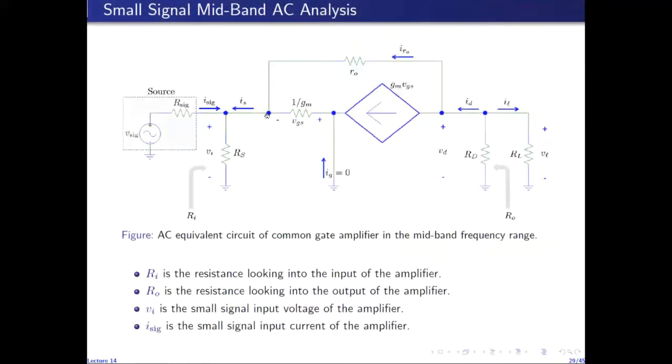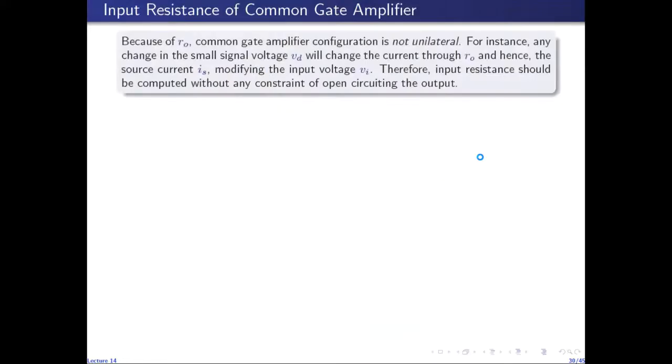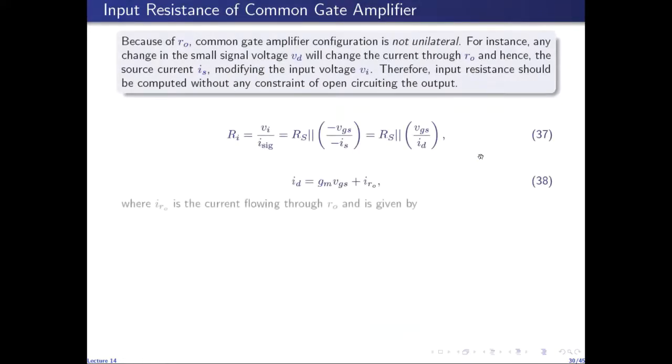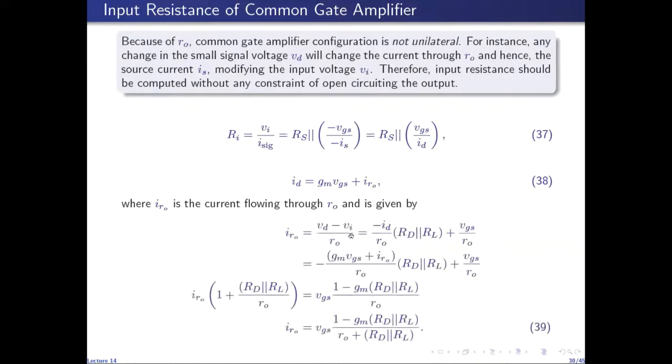So the voltage across R naught is VD minus VI. Voltage at this node with respect to ground is VI. Voltage at this node with respect to ground is VD. So the voltage difference between this node and this node, VD minus VI, over R naught will give us IR naught. VD is minus ID times RD in parallel with RL, and VI is VGS over R. Minus VI is actually plus VGS.